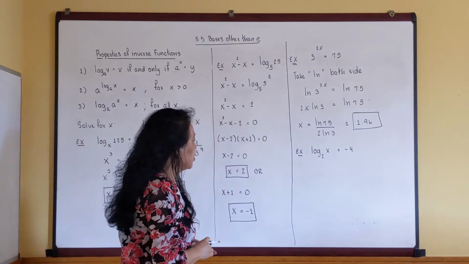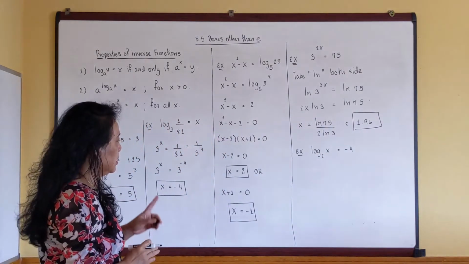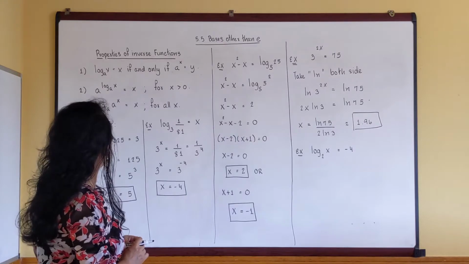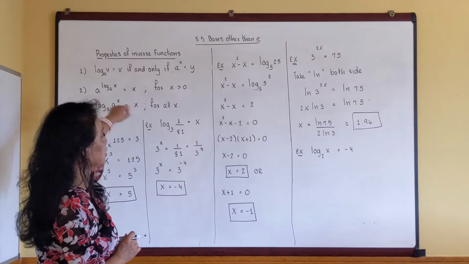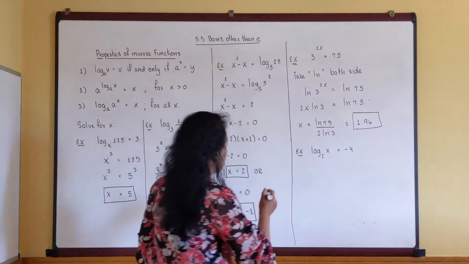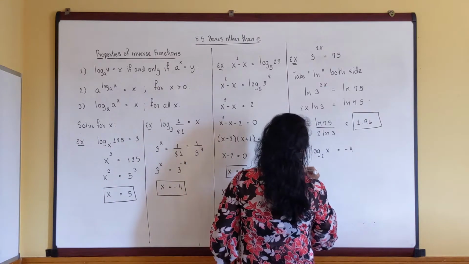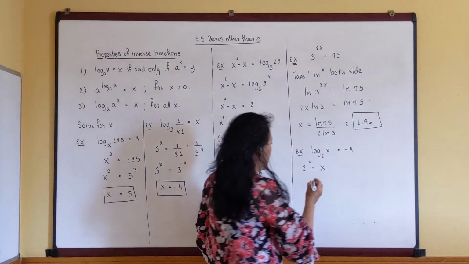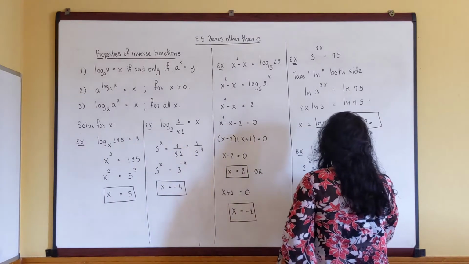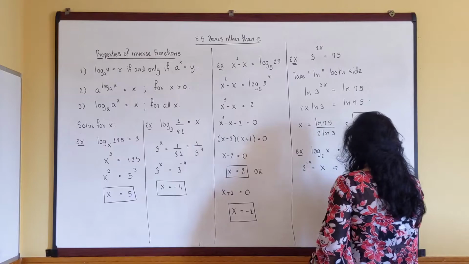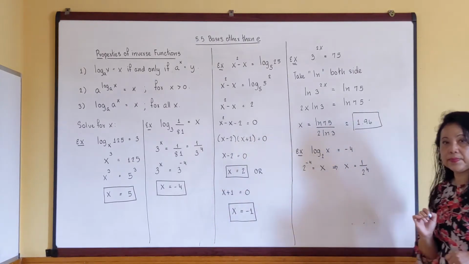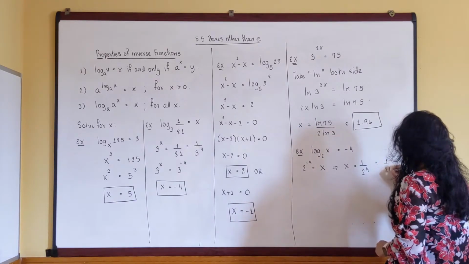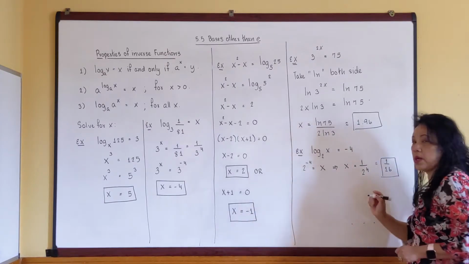Alright, let's look at the next example. This example, the last one here, I can do two ways. I can apply the first property, change it to exponential. So if I change it to exponential, I'm going to have 2 to the negative 4 equal to x. Which means I'm just going to rewrite this: x is equal to 1 over 2 to the 4th, which is equal to 1 over 16. That's probably the easiest way.